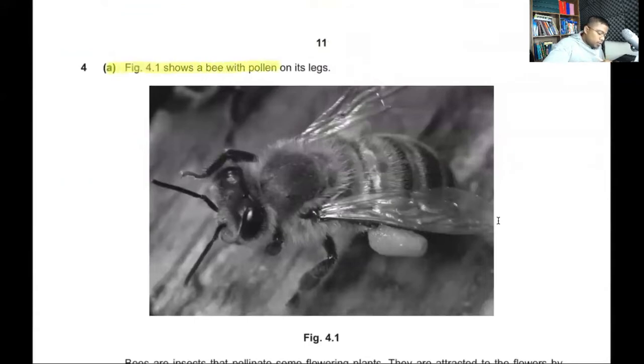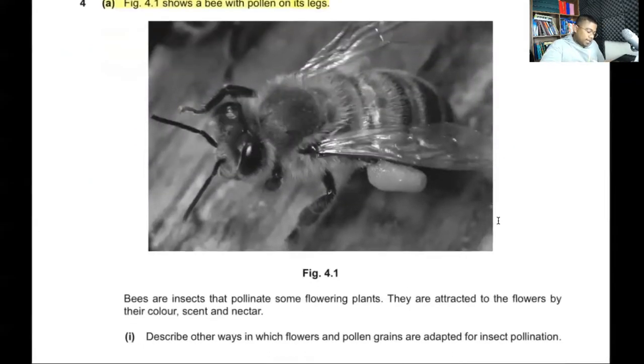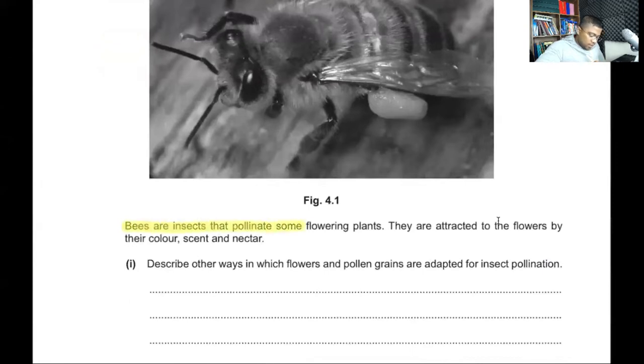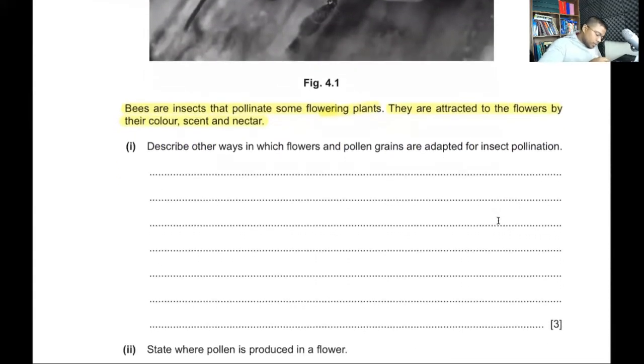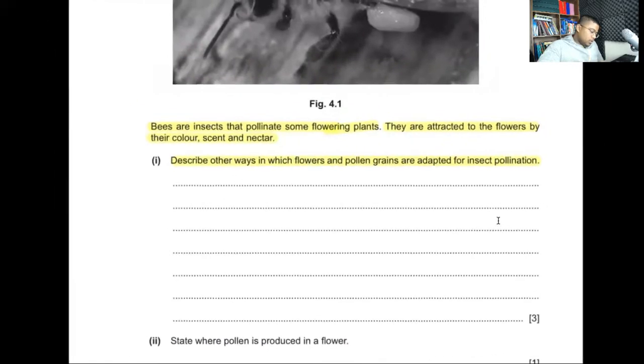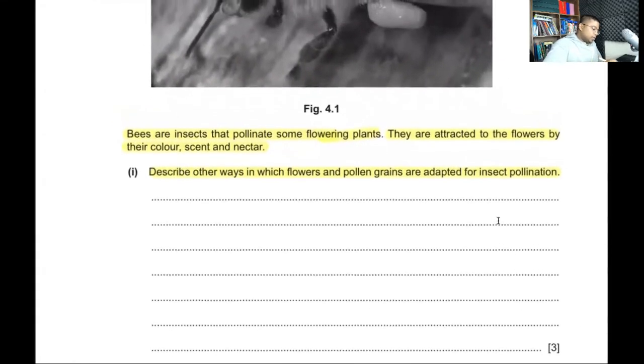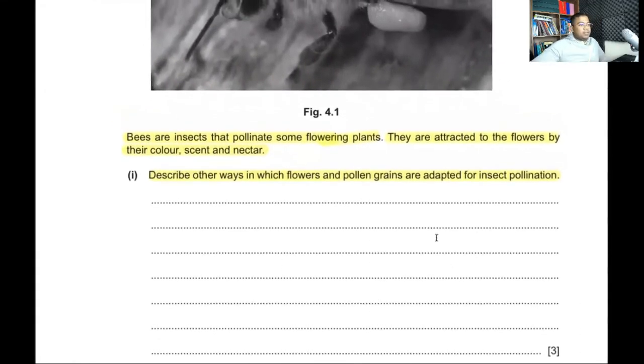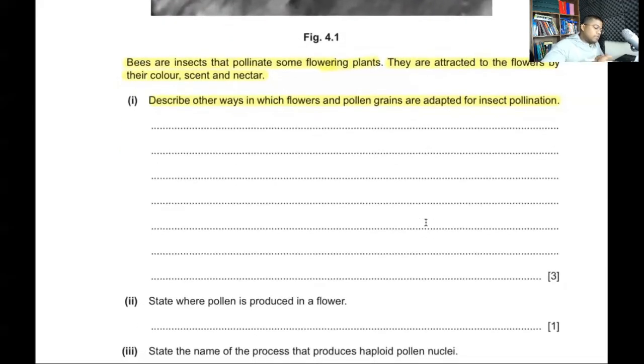Figure 4.1 shows a bee with pollen on its legs. Bees are insects that pollinate some flowering plants. They are attracted to the flowers by their color, scent, and nectar. Describe other ways in which flowers and pollen grains are adapted for insect pollination. So for insect pollination, the flower must attract the insect. So there are key features in the flower that actually allow it to attract the insect.